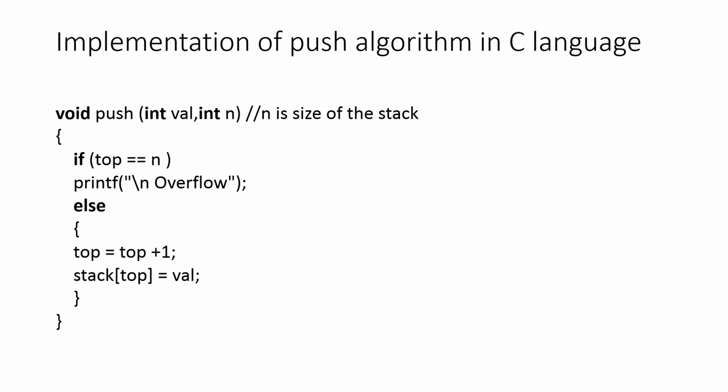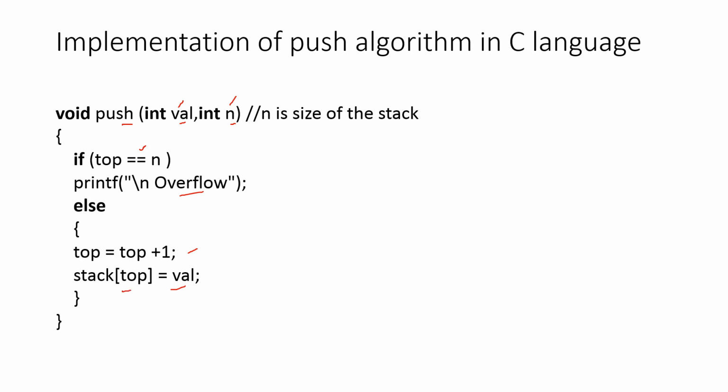Implementation of push algorithm in C language. See, there is a function push, parameters val and n. N is the size and val is the value which you are going to insert. If top is equal to n, overflow, that is no spaces there, it is full. Else top is equal to top plus 1 and the new item is now top of the stack.